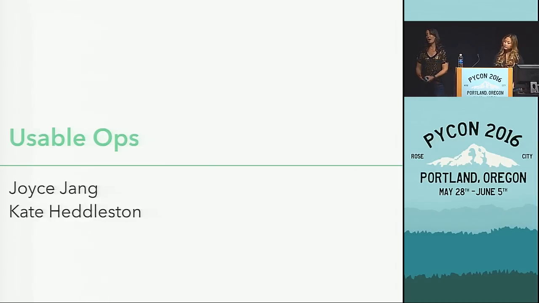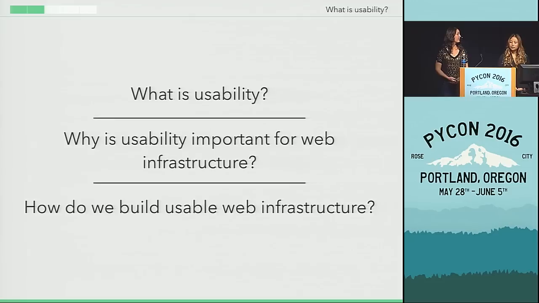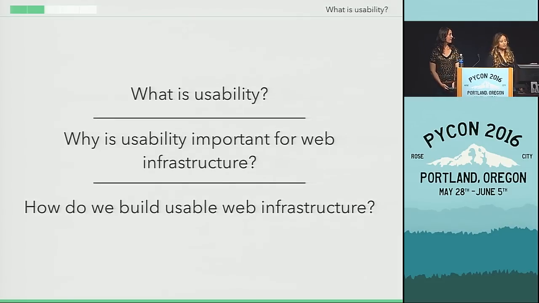So we wrote a talk, basically, on how to make your internal infrastructure automation tooling more usable for humans. So today we're going to answer these 3 questions. First, what is usability? And then, why is usability important for web infrastructure? And finally, how do we build usable web infrastructure?